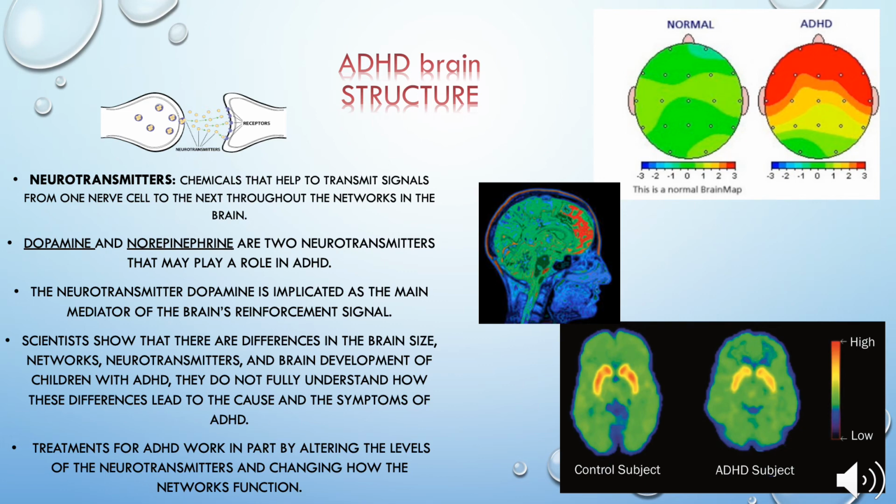To the top right, we have a picture of a normal brain and an ADHD brain. And at the bottom, it explains that low is normal and high is red. So ADHD is red on the frontal lobe. So what the pills do is alter the levels of neurotransmitters and change how the networks function.